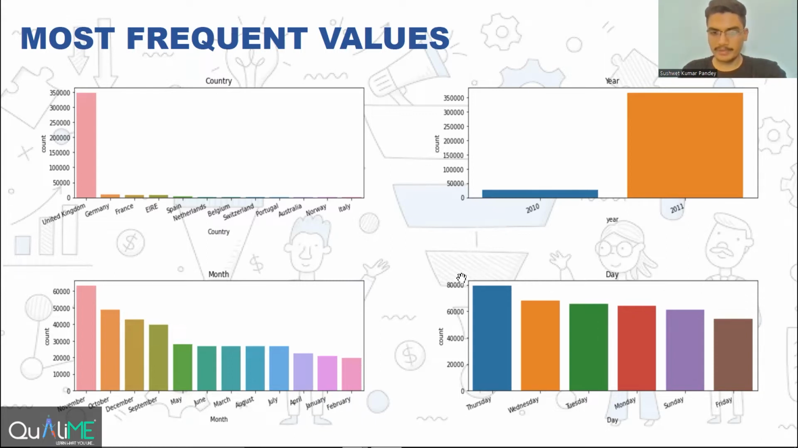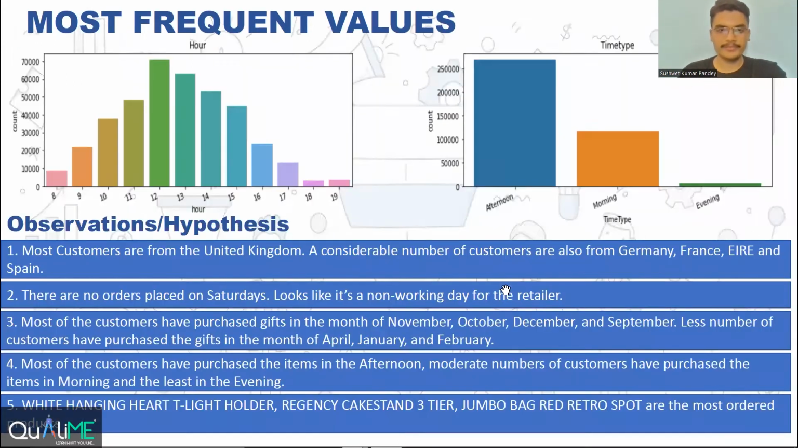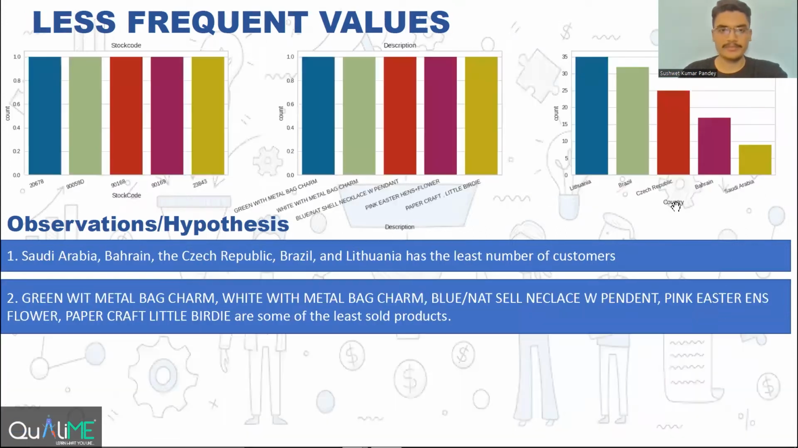And if we look at this plot, it shows that on Thursday, the highest number of orders are placed. And on Friday, there are the least number of orders placed. On Saturday, actually, there are no orders placed. So it looks like it's a non-working day for the retailer. If we look at these two plots, we can see that in the afternoon, there are the most number of orders placed. While in the morning, there are a moderate number of orders placed. In the evening, very few orders are placed.